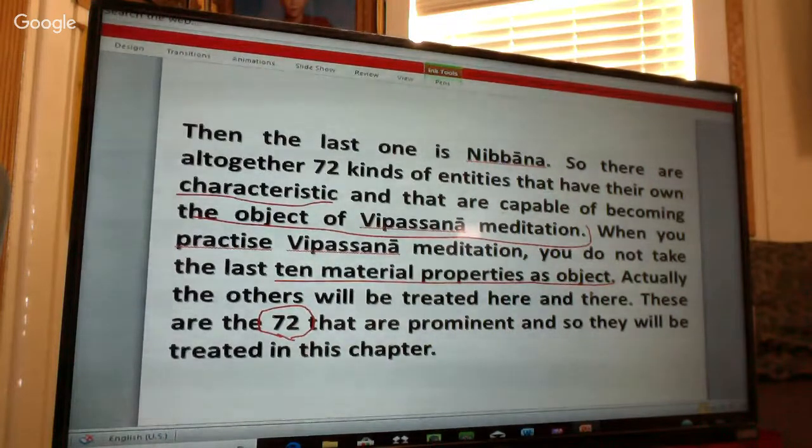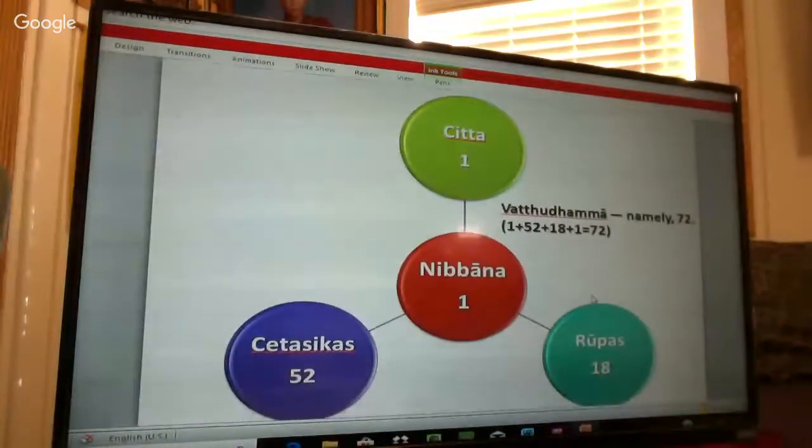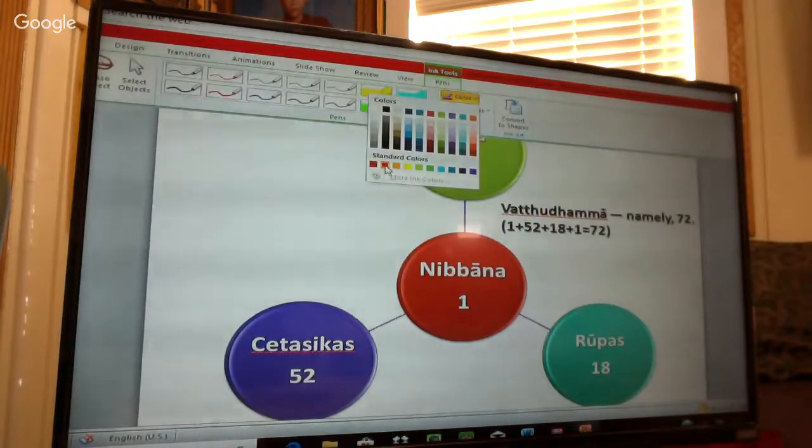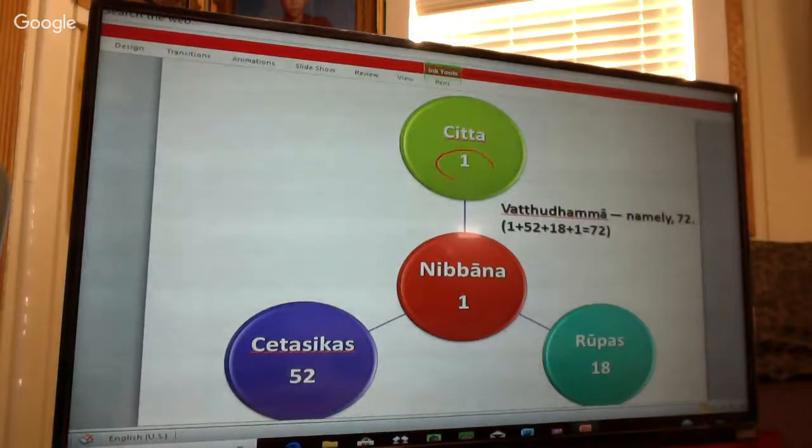Okay, I would like to describe the picture like this here. The Citta we count as 1, because all Citta has the same characteristic, knowing the object. So we count 1 here. And then the Cetasikas, the 52 kinds of manifestors, have different characteristics. So we count 52.